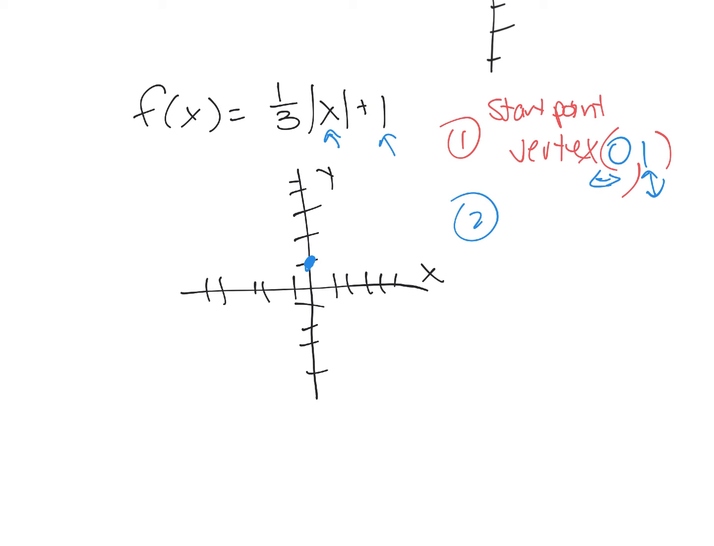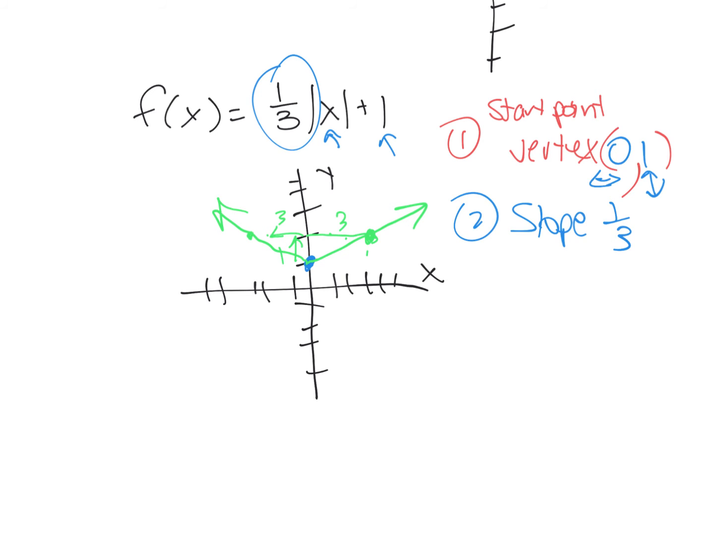Then your second step is you're going to look at your slope. Your slope here is 1/3. It's multiplied with the x. So I'm going to go up 1 point, and then I'm going to go over 3. So I go over 1, 2, 3, and I draw my point. So it is a ray coming from one side. Then I go over 1, 2, 3 over here as well, right? And I have my absolute value.